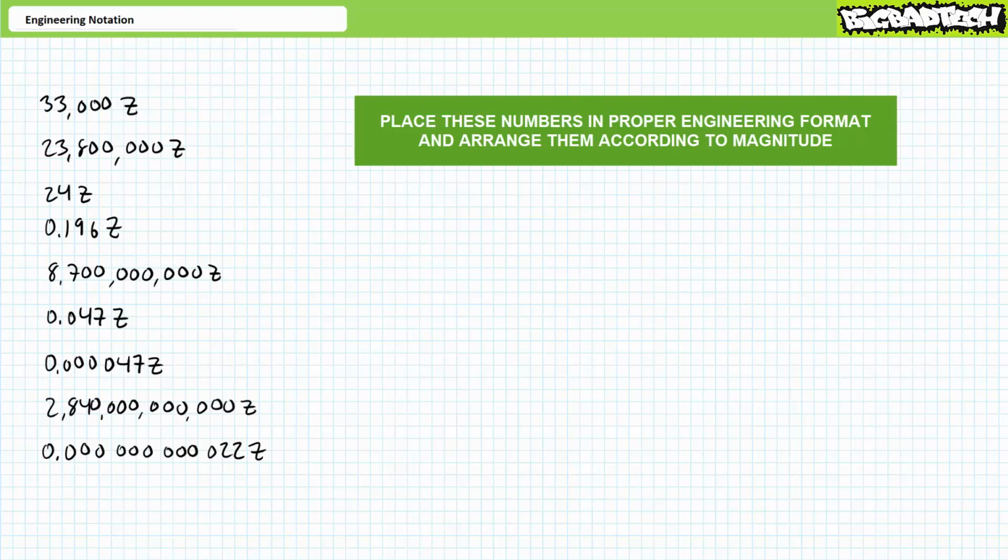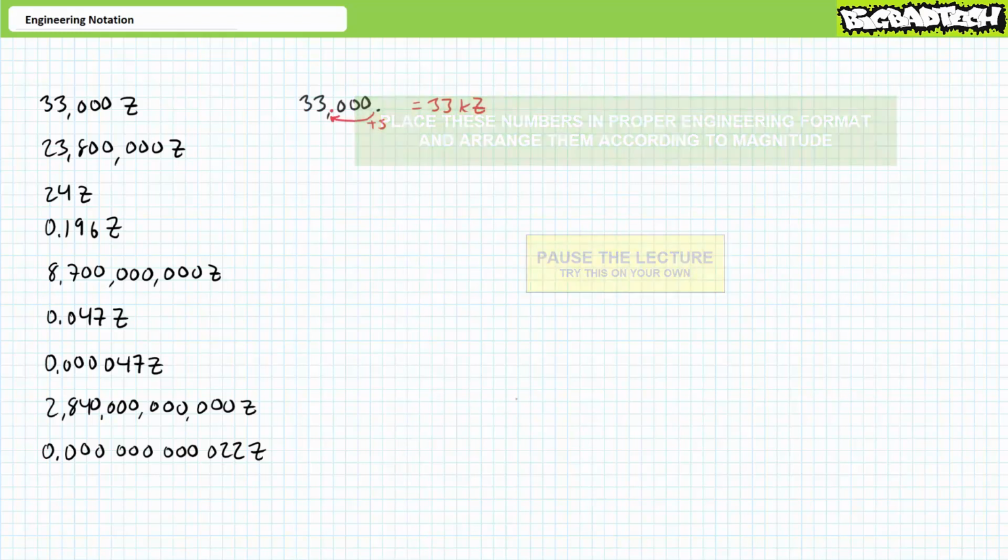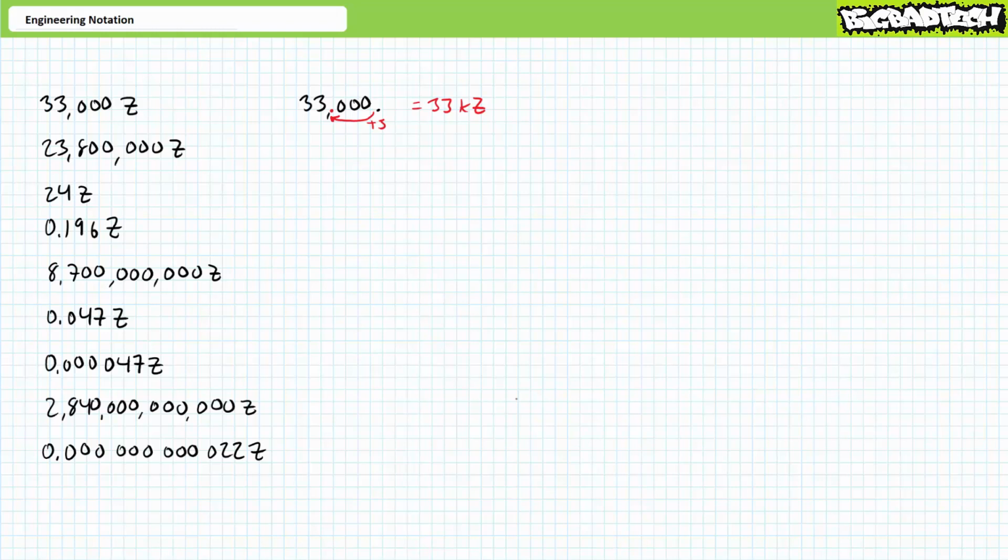Again, I'm asking you to do 2 tasks. 1, place these entries in proper engineering format, and 2, arrange them in sequence largest to smallest. By all means, pause the lecture and try this yourself. If you're tracking, you should have obtained the following values. Our first entry, 33,000 zoinks, is better expressed as 33 kilozoinks. Our next entry, 23,800,000 zoinks, is better expressed as 23.8 megazoinks.